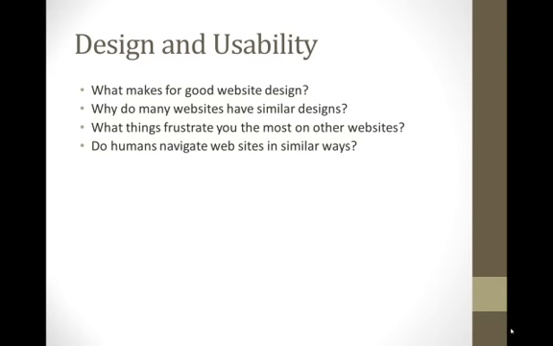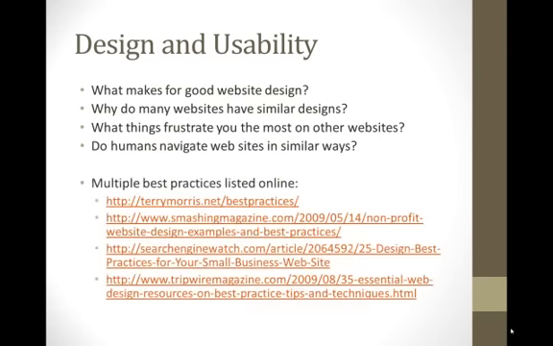And what we find is that humans do navigate websites in very similar ways. We do have some very predictable patterns. And so if we can tap into those patterns and understand how people naturally navigate, we can create a very usable website, something that people will find what they want as quickly as possible.